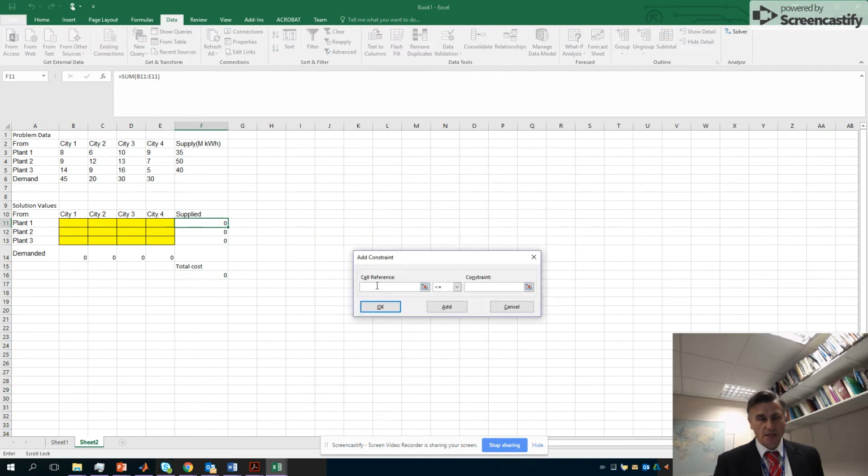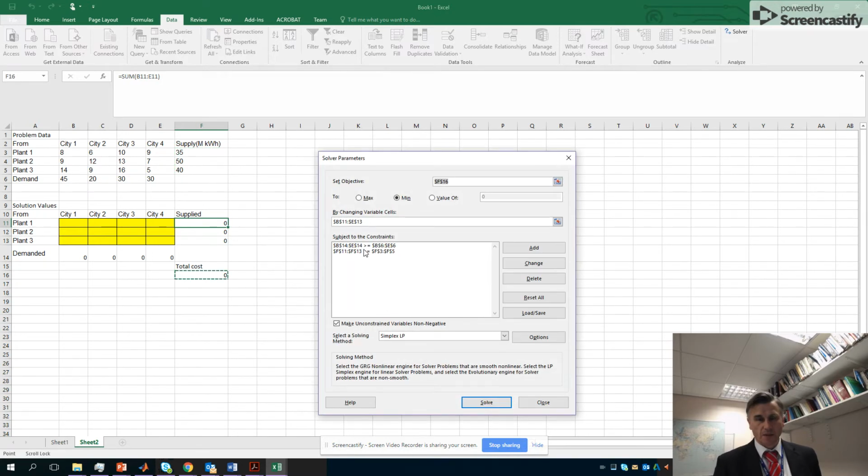And now I can do the same for the supply. Okay, so each plant cannot supply more than this amount. So I can say that these values must all be less than or equal to these values. And I can hit OK. So that's my demand constraints and my supply constraints.